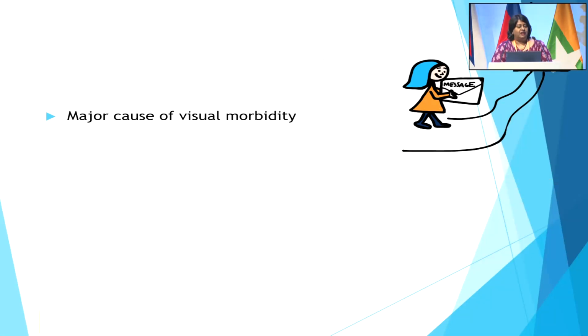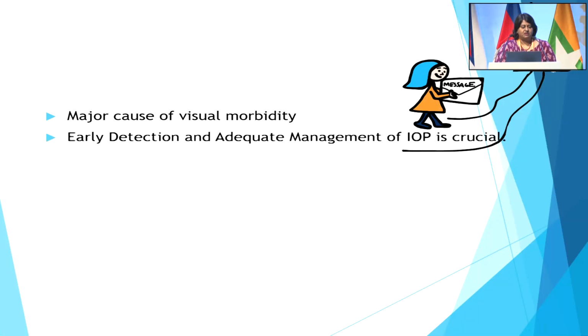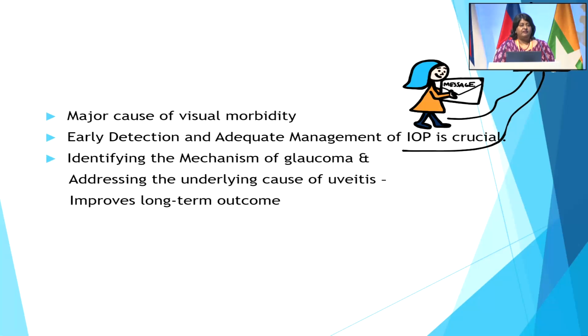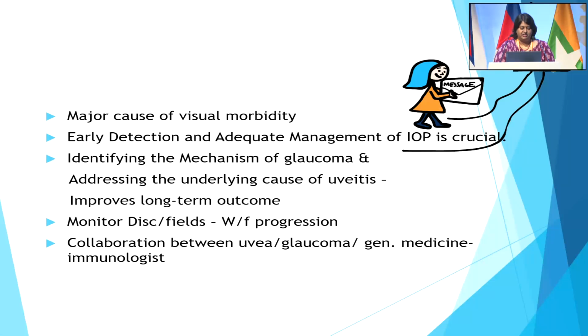So uveitis and secondary glaucoma because of that is a major cause of visual morbidity. Early detection and adequate management of IOP is crucial. Identifying the mechanism of glaucoma and addressing the underlying cause of uveitis improves the long-term outcome of the patient. Monitoring the disc and field and watching for progression is very essential.